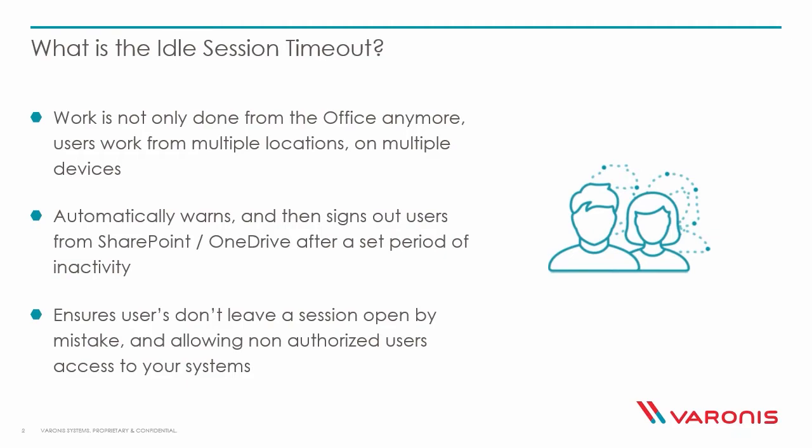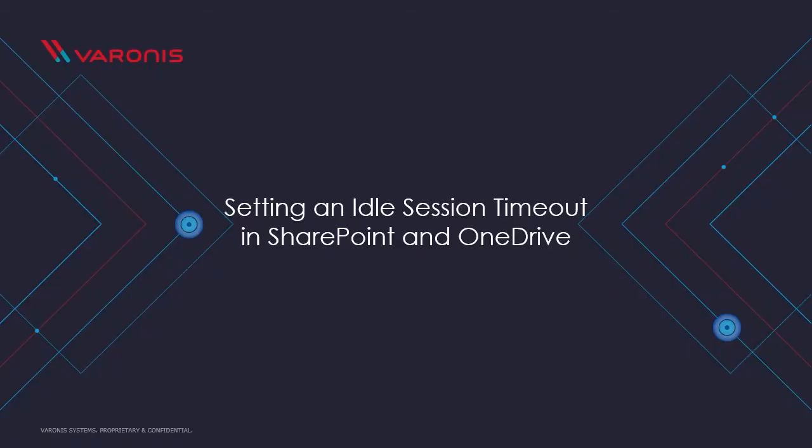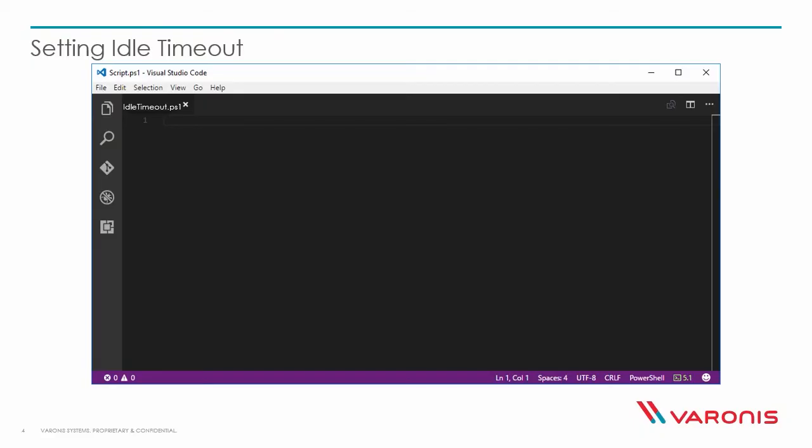So let's learn how we set the idle session timeout. As you probably see with the course name, this can only be done via PowerShell. The commandlet to do it is Set-SPOBrowserIdleSignout. By default, it is disabled, so the first thing we have to do is set it to enabled, and then we have to say after how long the user gets a warning, and after that, after how long the user gets signed out.